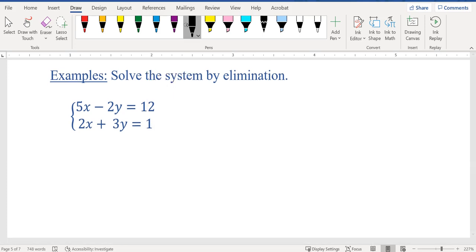So number one, solve the system by elimination. I have 5x minus 2y equals 12 and 2x plus 3y equals 1. I'm going to get rid of that bracket so I can have a little bit more room to work. I want to have the same number but opposite signs in front of the y's. So a common multiple between 2 and 3 is 6.